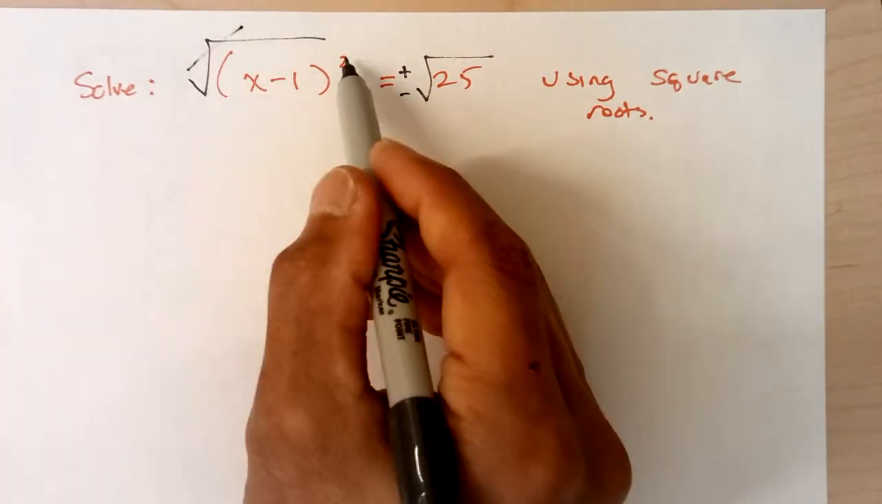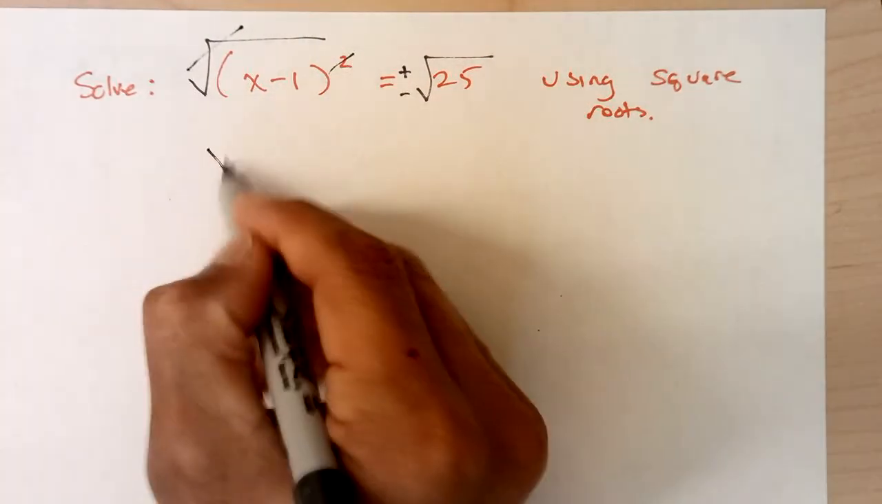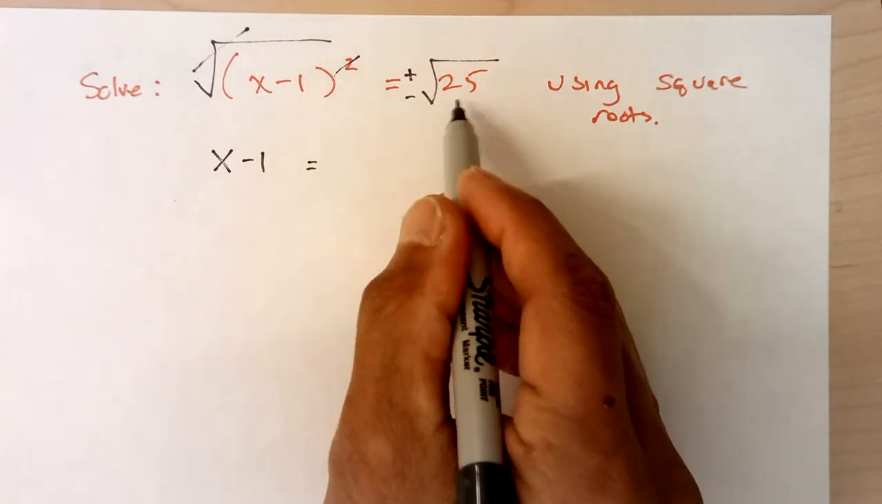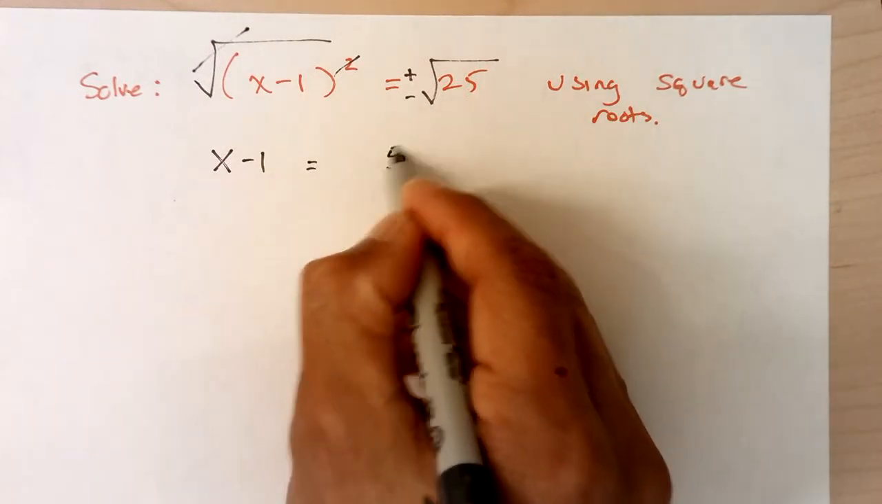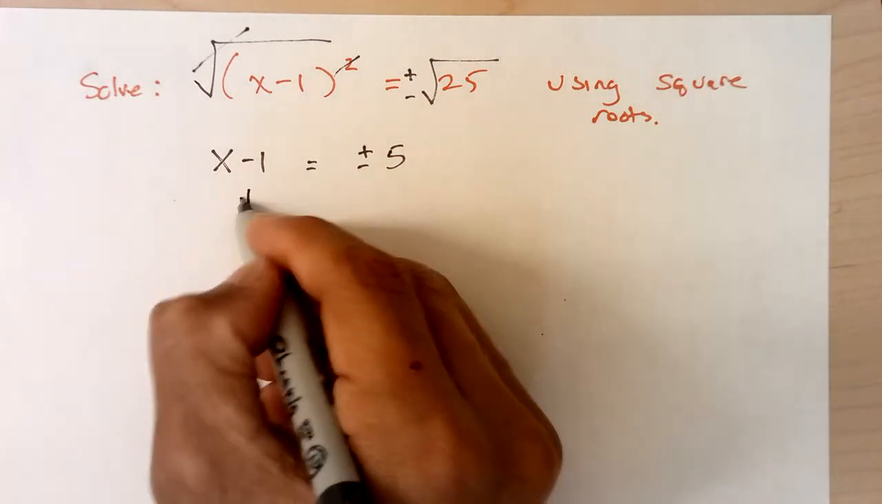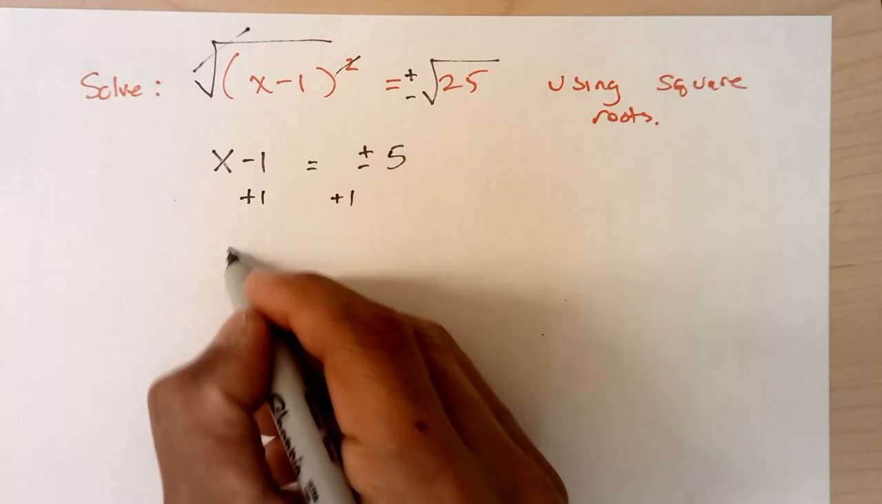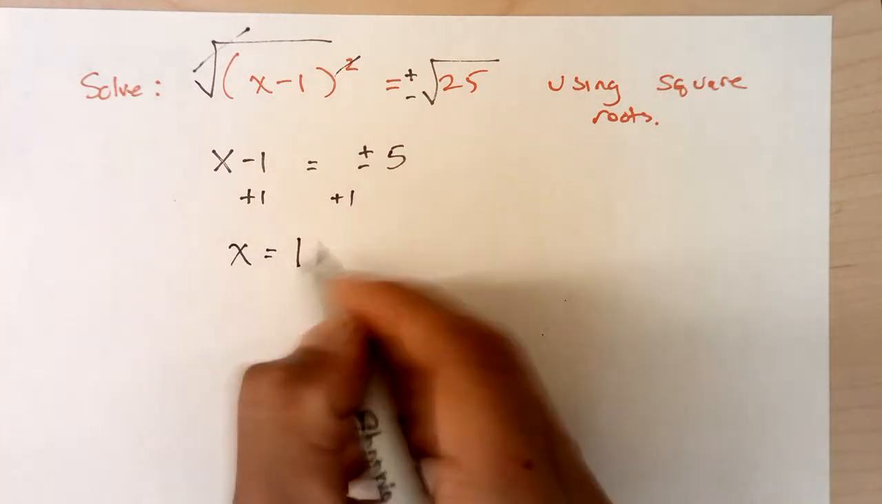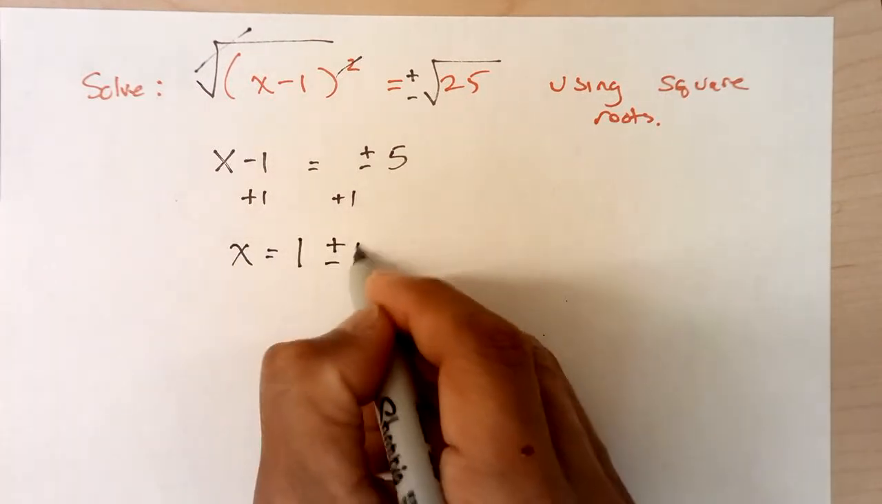So on the left side, the square root undoes the square. We're left with x minus 1. On the right side, the square root of 25 is 5, but it's positive or negative 5. To solve this for x, I could add 1 to each side. Here's what we end up with. It's 1, which is positive, plus or minus 5.